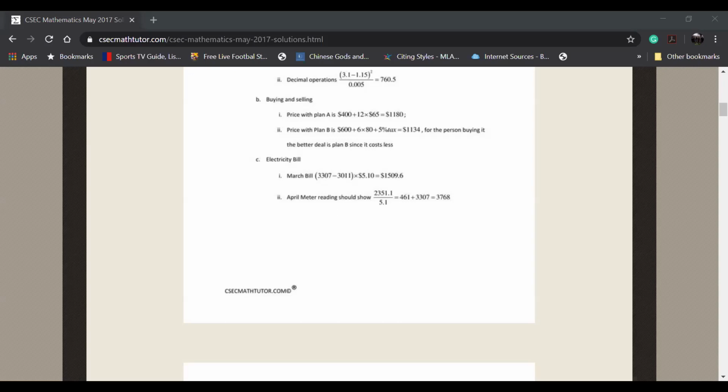So the next part of the question says, determine which of the two plans, A or B, is the better deal, and justify your answer. So now you'd have to put a little explanation into your answer rather than just leave the calculation bare, all right? So in this one, you'd have to add the initial deposit to the product of... Wait, we're still seeing the solution screen. Oh, okay, hold on.